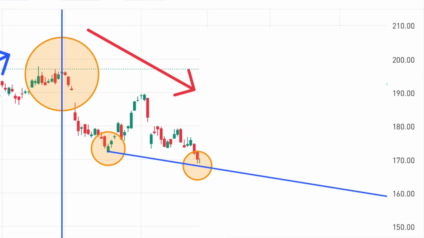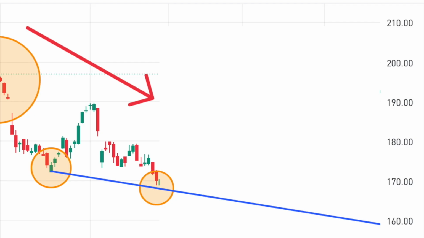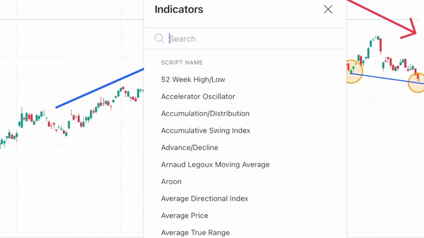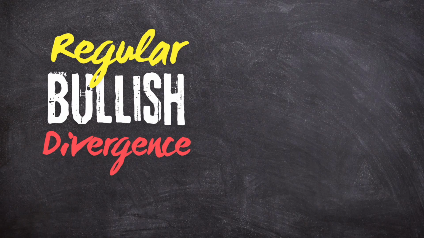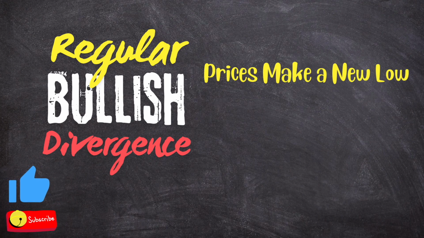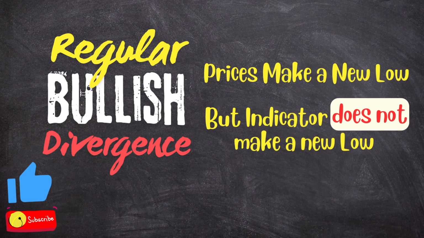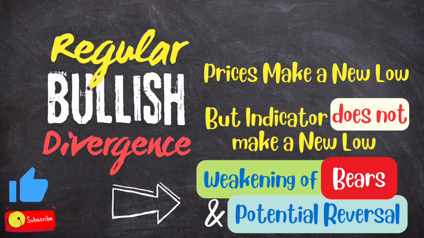Let's watch closely. We get two important price lows here. If we look closely, the second low is lower, continuing the downtrend. But here's the catch. Let's move our attention to the MACD line. It's forming a higher low. So if the price has formed a lower low, but the indicator did not follow that trend and formed a higher low, this is regular bullish divergence.